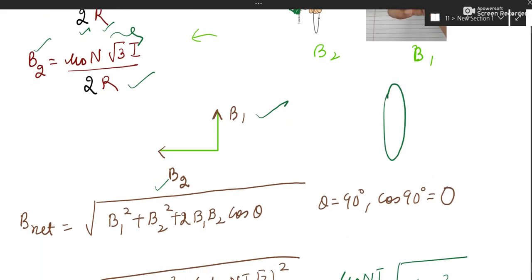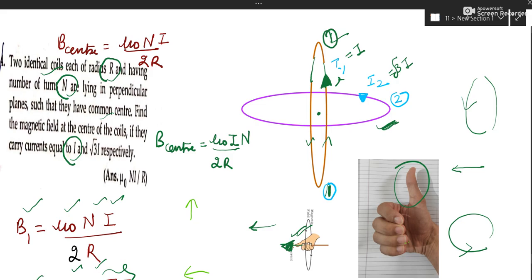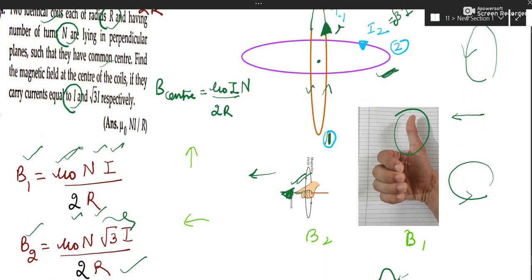This is one loop and this is the current. Now this portion of the loop is above the surface of the desktop and this portion is below. So keep your curls like this, and you will see your thumb is this way. This is one magnetic field. My labeling must have changed; this is B1, my first loop. So this is my first magnetic field.